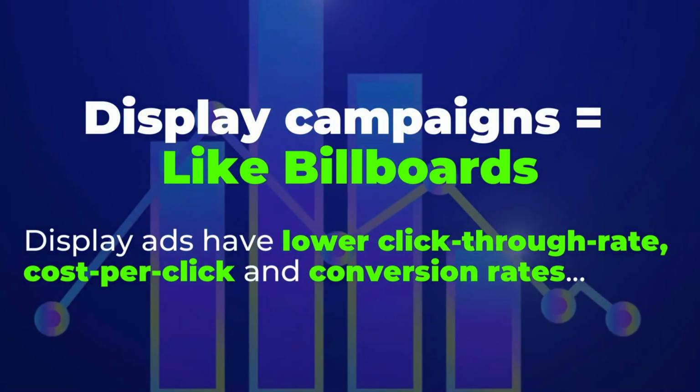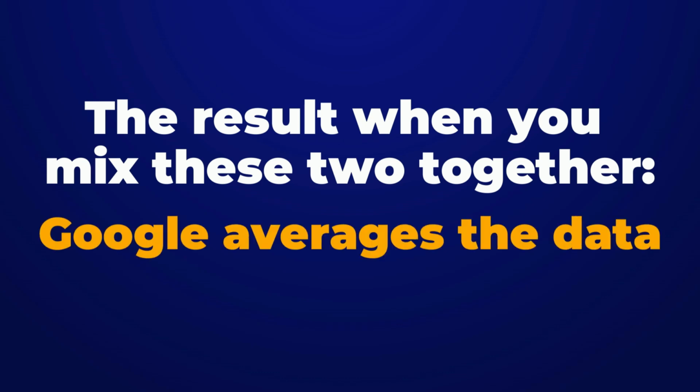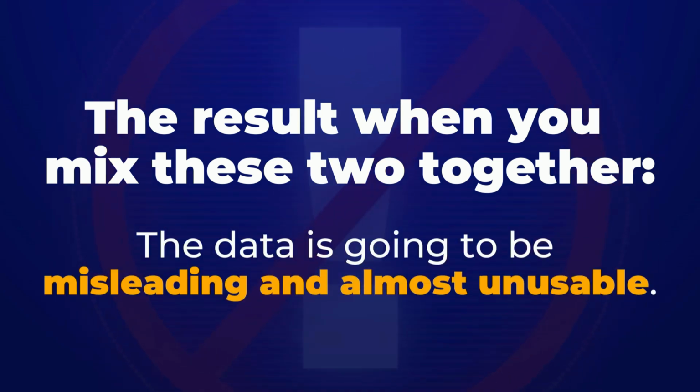So this means that display campaigns, their performance is completely different to search campaigns. They typically have a lower click-through rate. They actually have lower cost per clicks, but they also have lower conversion rates. And the result, when you mix these 2 campaign types together, is Google averages the data together, meaning the data on the performance of your campaign is going to be completely misleading and almost unusable, because you lose clarity on what's actually working and what's not.